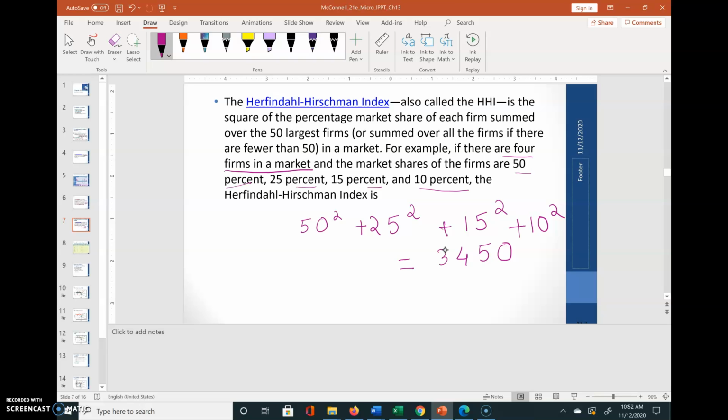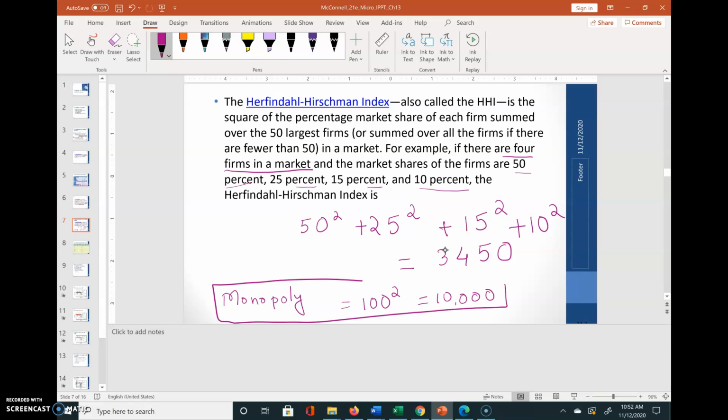For a perfectly competitive market structure, this Herfindahl-Hirschman index is pretty low. For a monopoly market structure, the Herfindahl-Hirschman index is 100 square. This is equal to 10,000. This is the maximum value the Herfindahl-Hirschman index can take. Okay, that's all about industry concentration.